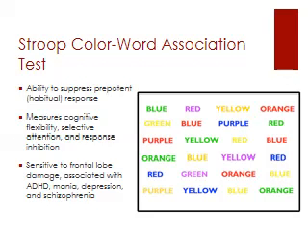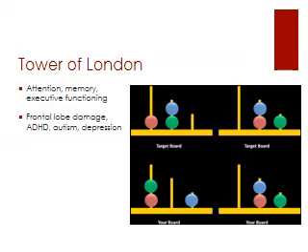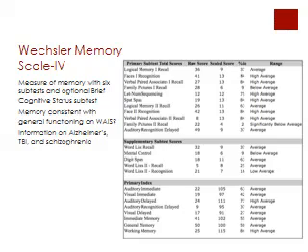The Stroop color word test rests upon your ability to suppress a habitual response, and this ends up measuring cognitive flexibility, selective attention, and response inhibition. The Tower of London is a variation of the Tower of Hanoi puzzles, and this has been linked to things like ADHD, autism, and depression. The Wechsler Memory Scale, this is a pretty important one, and this can be used for all aspects of memory. The brief cognitive status subtest can screen for cognitive impairment.